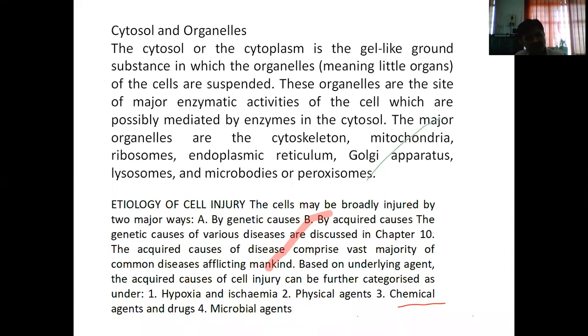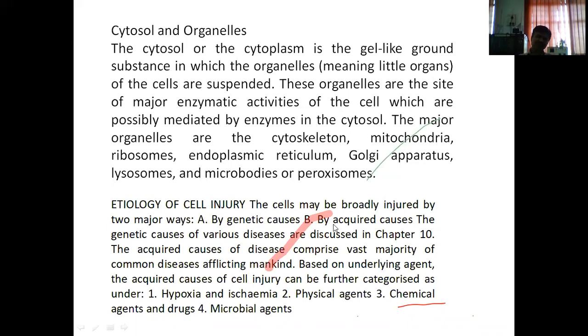Rheumatoid arthritis is an autoimmune disease, meaning a part of our body is by mistake considered an antigen by our body, and our body attacks our own tissues and causes damage. It is occurring by genetic causes. Whatever damage to our tissue or cell occurs is cell injury, and its etiology is a genetic cause. You remember it: genetic causes.